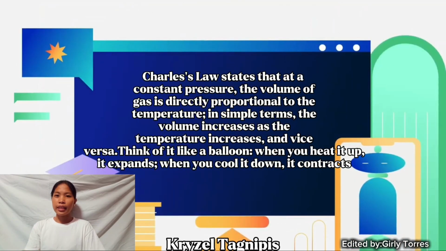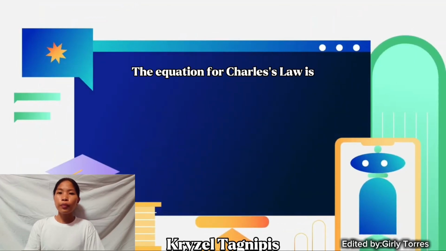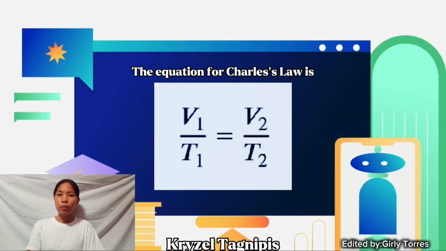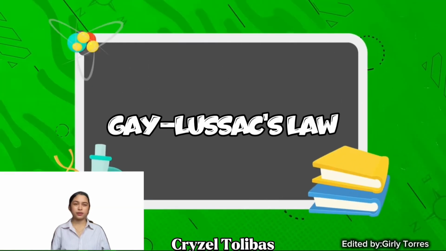Charles' law states that at a constant pressure, the volume of a gas is directly proportional to the temperature. In simple terms, when the volume increases, the temperature increases too, and vice versa. Think of it like a balloon. When you heat it up, it expands. When you cool it down, it contracts. That's Charles' law in action. So the equation for Charles' law is V1 over T1 is equal to V2 over T2.